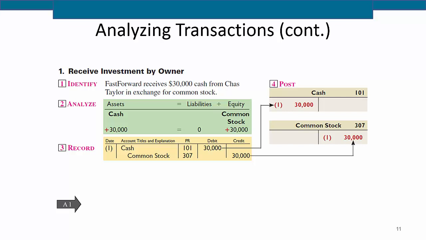The final step in the double entry accounting process is to prepare a trial balance. We'll take a look at the trial balance of Fast Forward at the end of December in part 4 of our presentations.